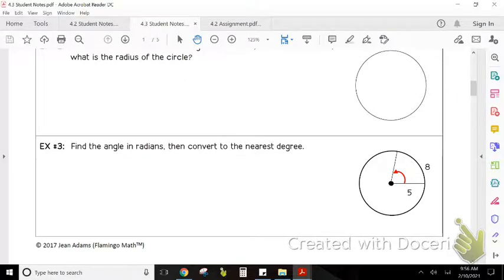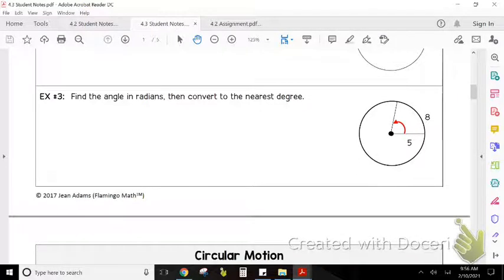And then example 3, it says find the angle in radians, then convert it to the nearest degree. They gave us the picture this time, and so we can see that 5 is our radius, and our arc length is 8. So arc length is 8, radius is 5, and we're looking for theta, and we want it in degrees and radians. So we're going to use our formula.